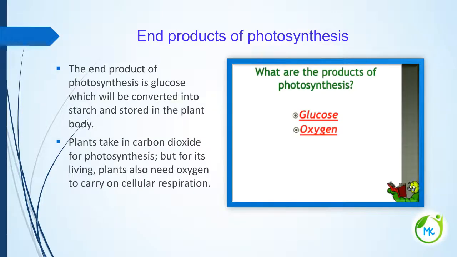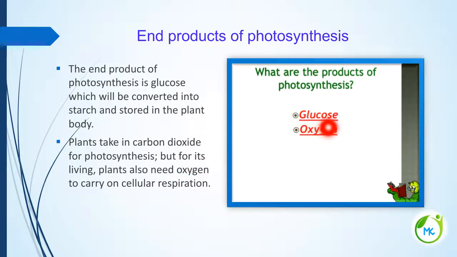Let's see the end products of photosynthesis. The end products of photosynthesis are glucose and oxygen. So the carbon dioxide and water react in the presence of sunlight, leading to the production of glucose and oxygen.